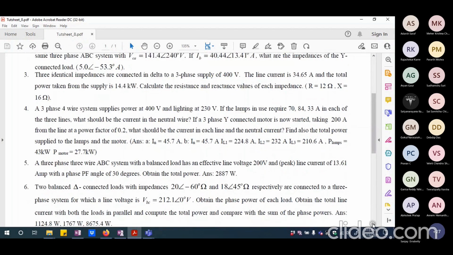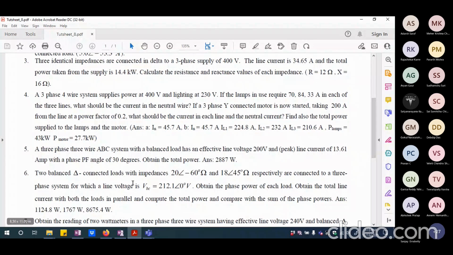The next one: two balanced delta connected loads with impedance 20 angle minus 60 and 18 angle 45 respectively are connected to a 3-phase system for which line voltage is so and so. Obtain the phase power of each load. Obtain the total line current with both loads in parallel and compute the total power and compare with the sum of phase powers.